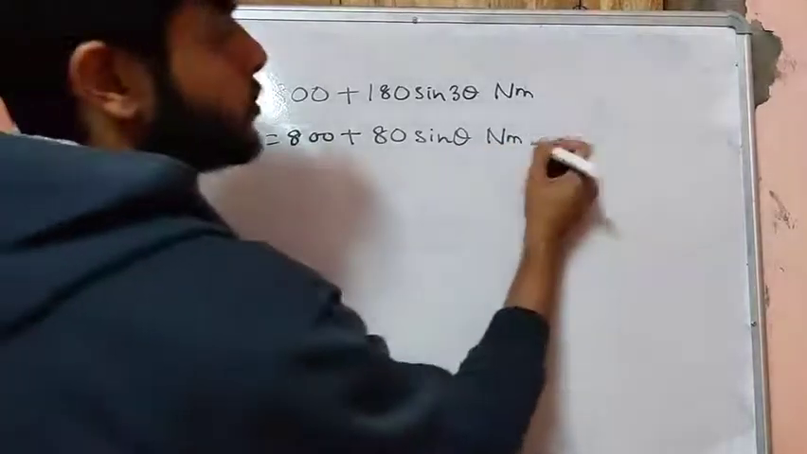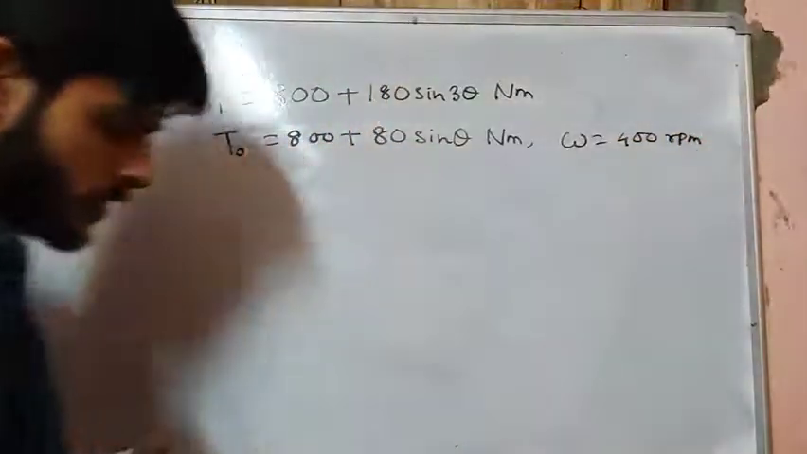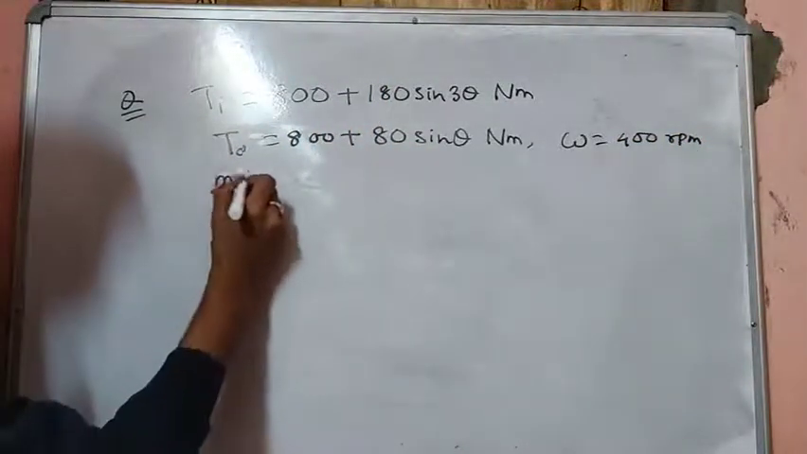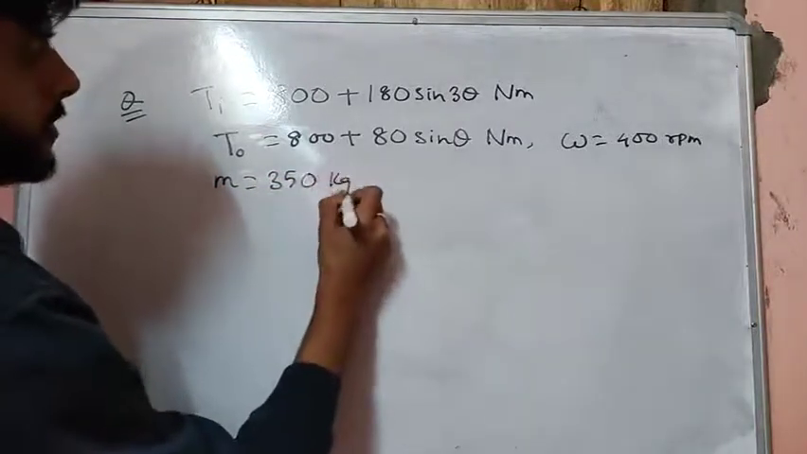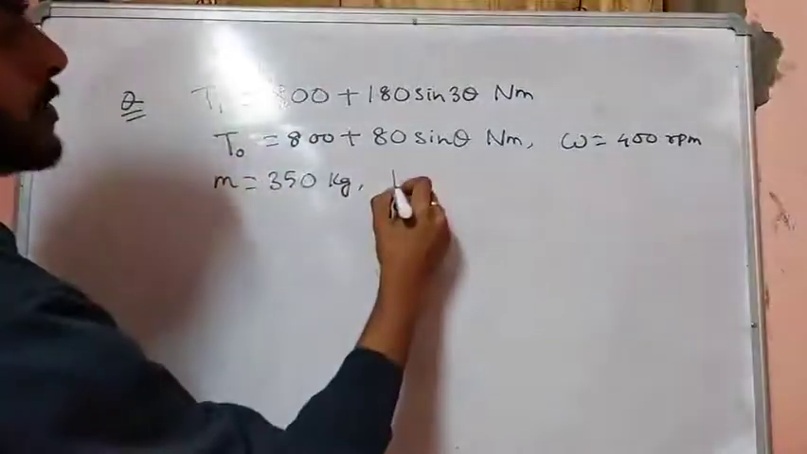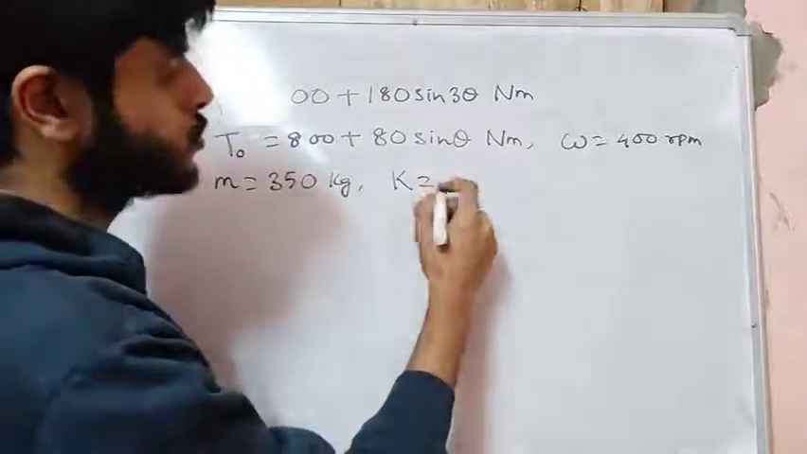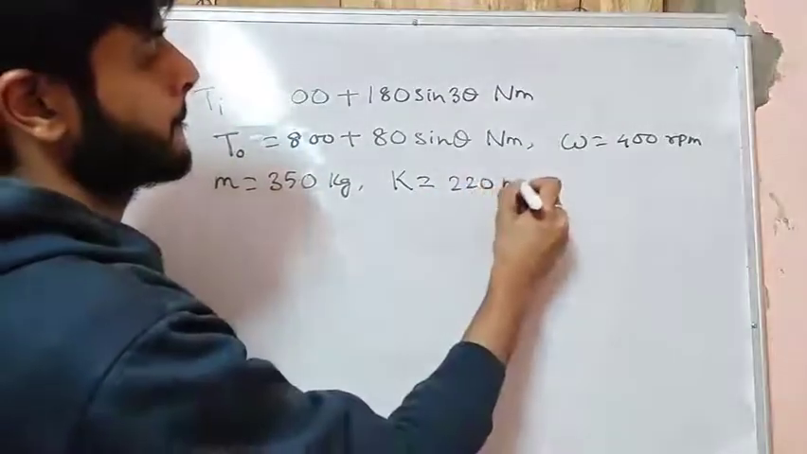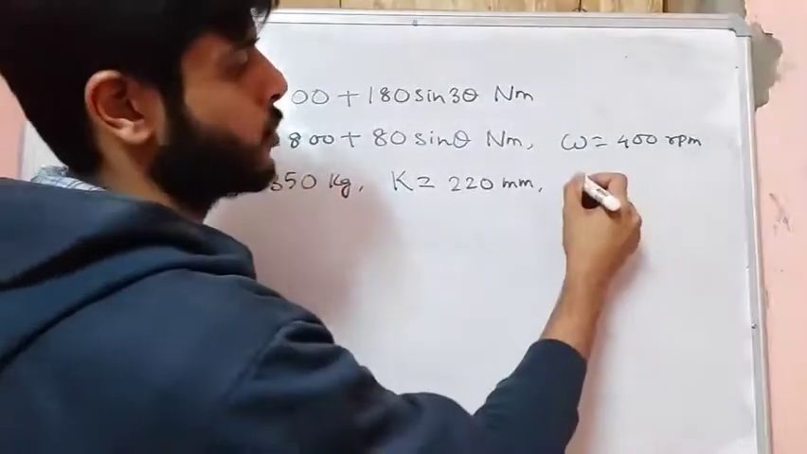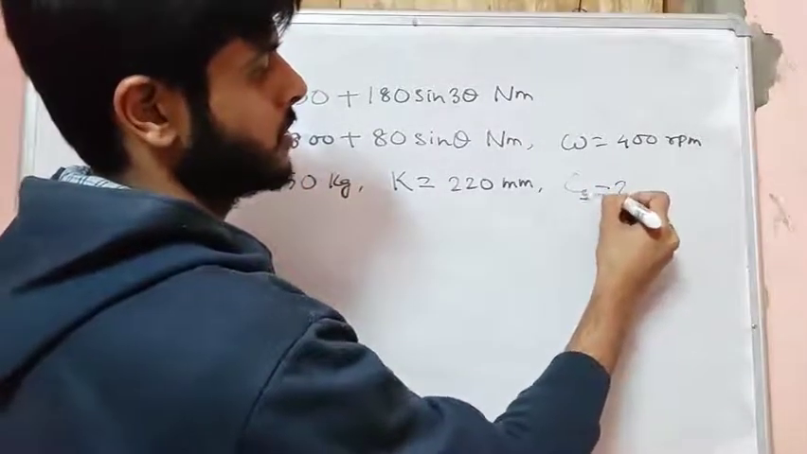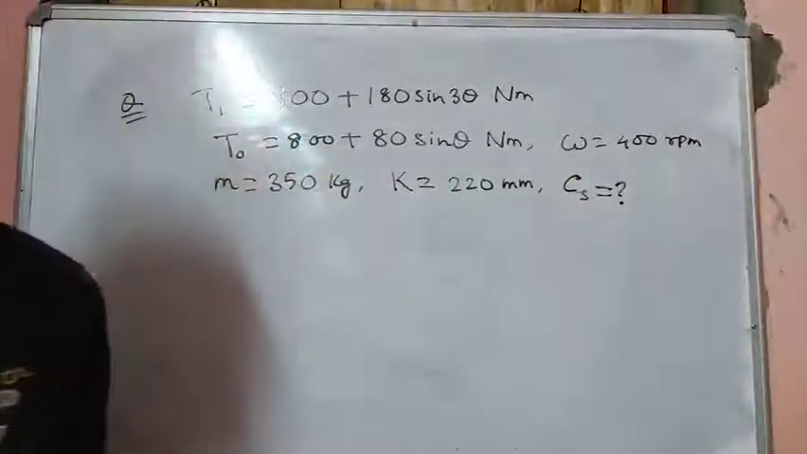The mean angular velocity is given as 400 rpm. The mass of the flywheel is given as 350 kg. The radius of gyration, k, is given as 220 mm. We are required to find out the coefficient of fluctuation of speed.